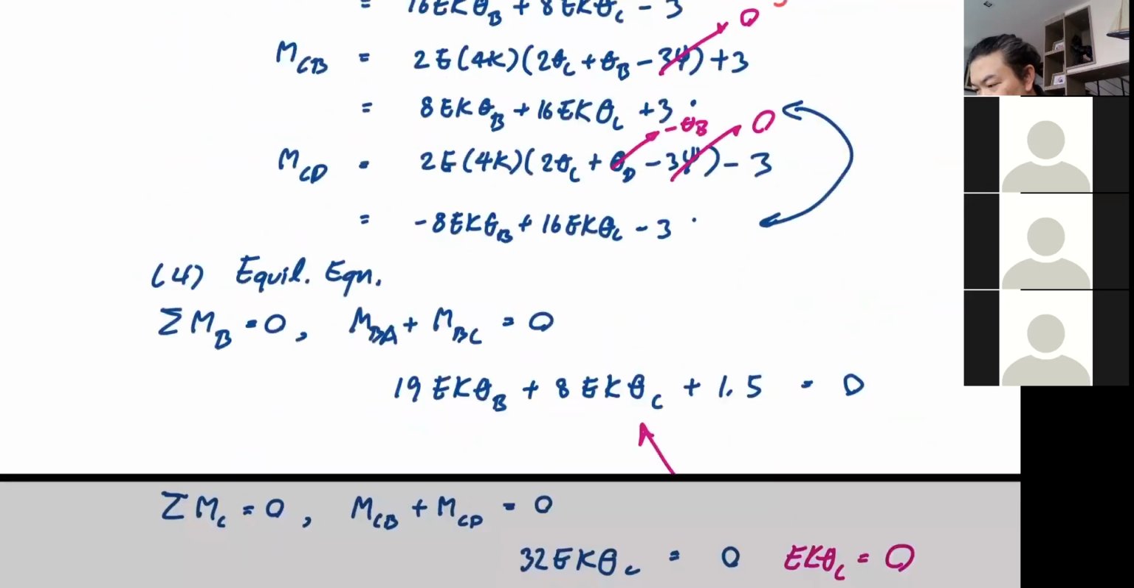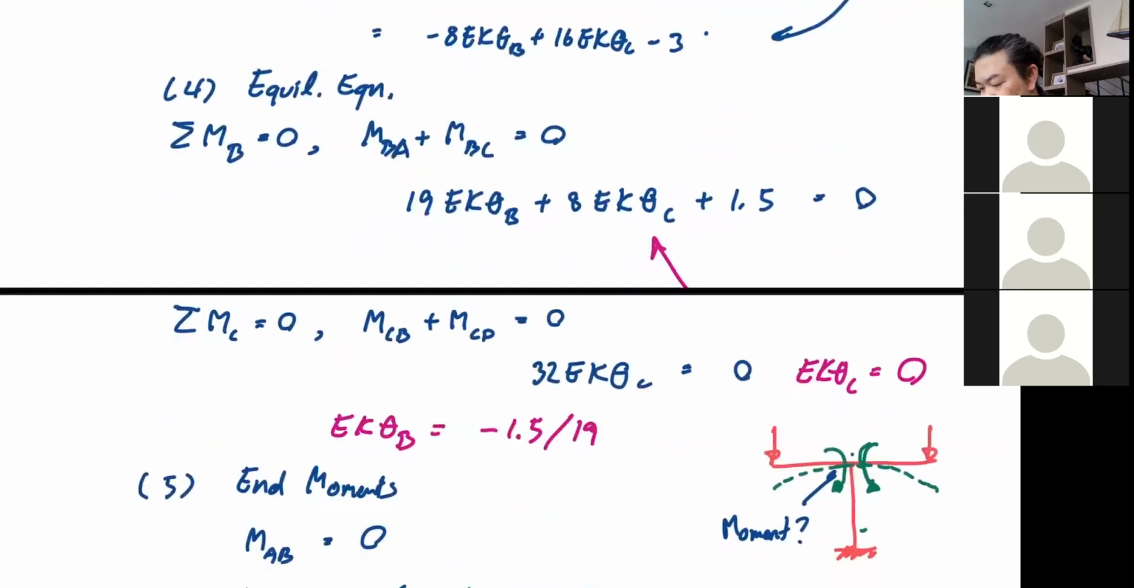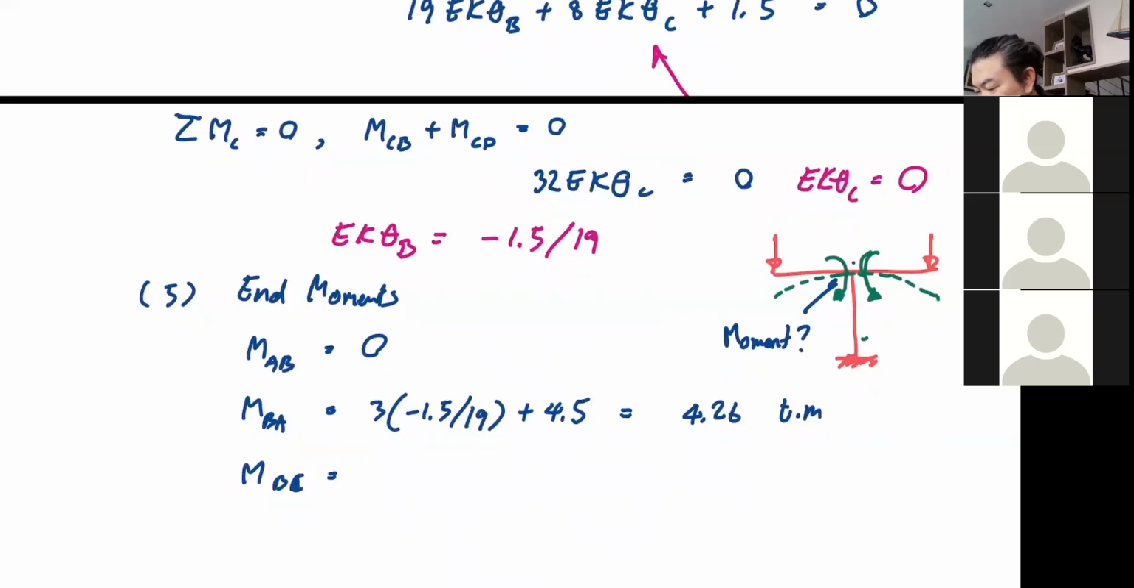MBC, the equation here is 16 EK theta B minus 3. So it's 16 EK theta B, which is this, then minus 3, right? We can just forget about EK theta C. Should get a minus 4.26, right?